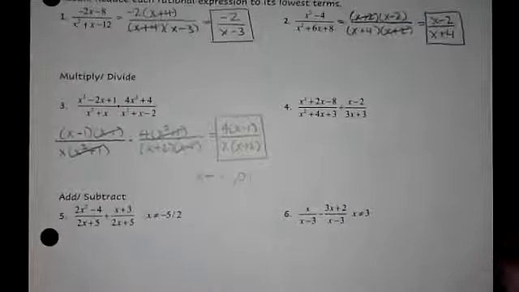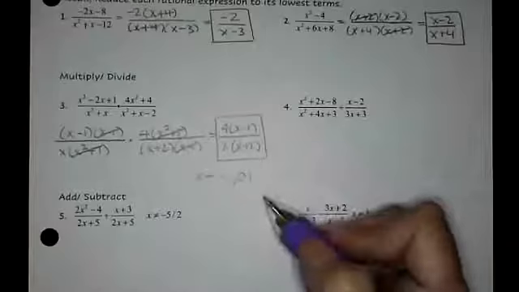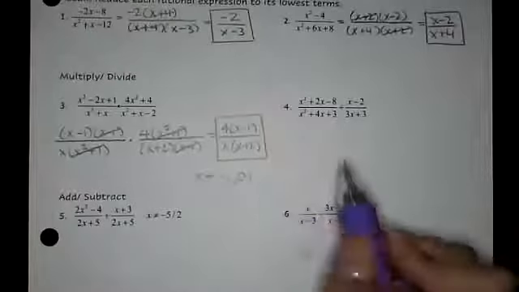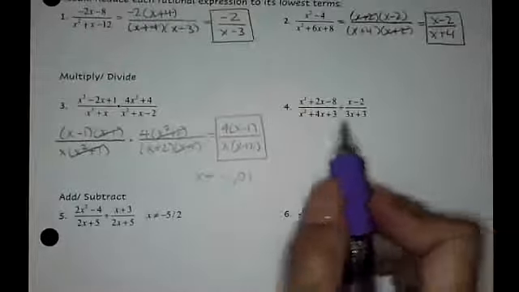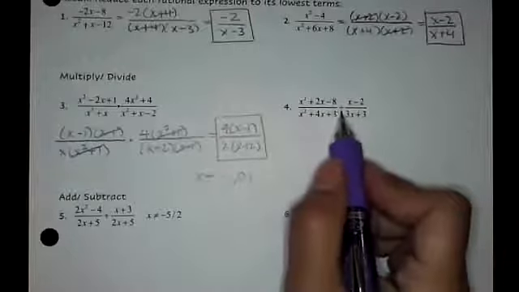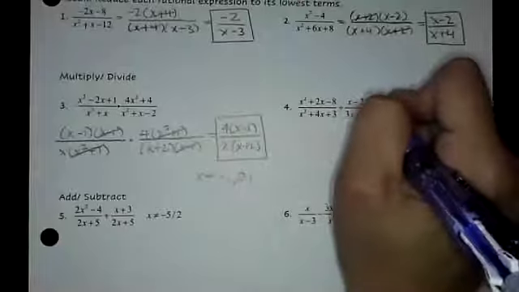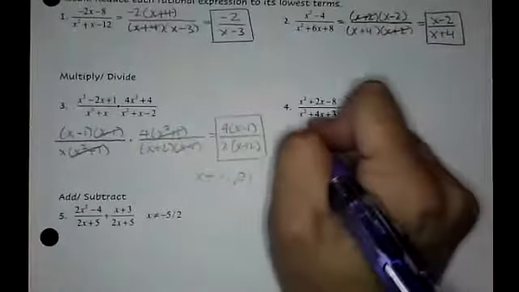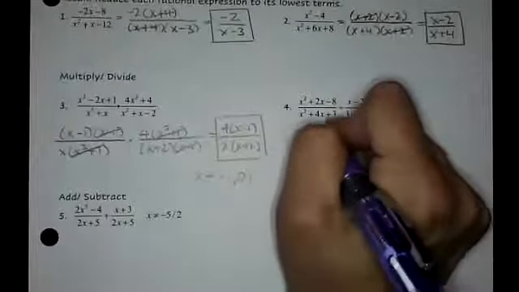All right, for division, your middle school teacher probably taught you keep, change, flip when you were doing fractions. That's the same thing we're going to do here. We're going to keep our first one, change our division to multiplication, and then flip the second one to look like this. So I'm going to go ahead and factor while I do that.